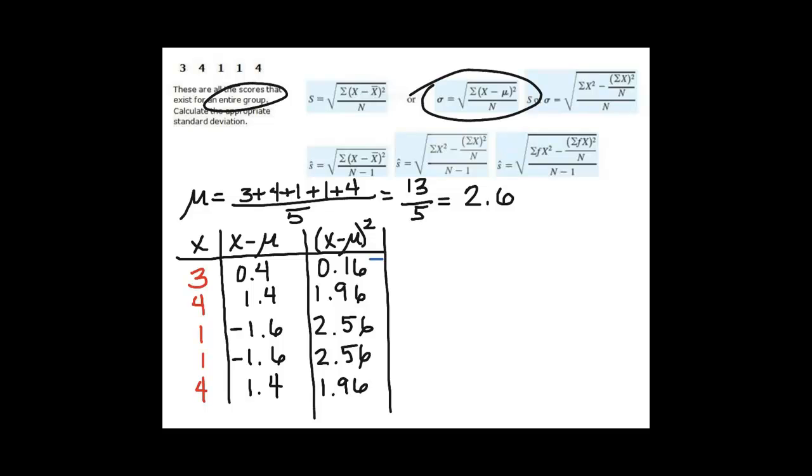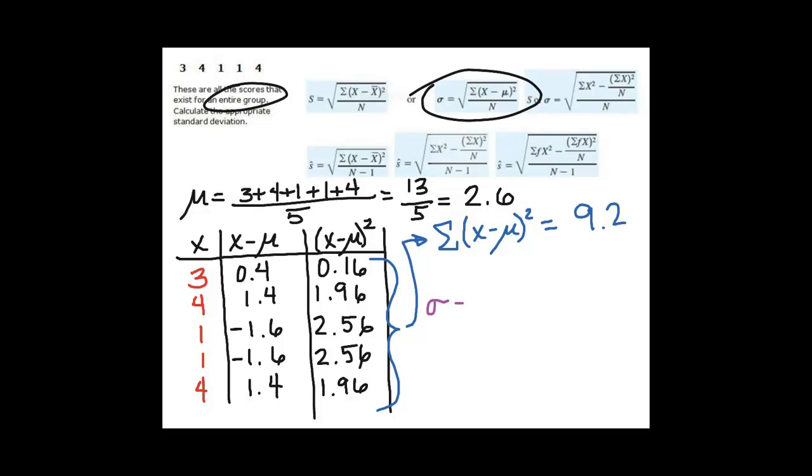Okay, now I need to add up my squared deviations. Punch those through your calculator most likely, and you end up with a sum of the squared deviations from the population mean of 5, 6, 7, 9.2.